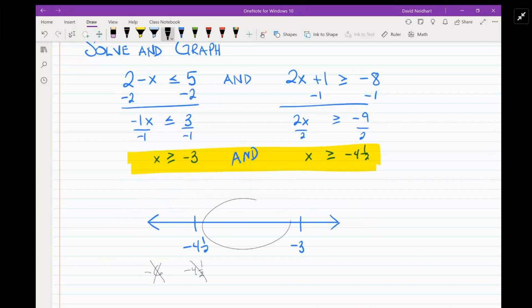We need to pick something here in the middle. Any number between negative 4.5 and negative 3 will work. I'll make it simple and make it a negative 4. Let's test negative 4 to see if it satisfies the left and right inequalities.